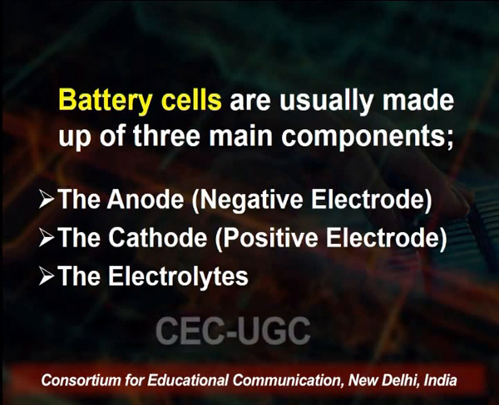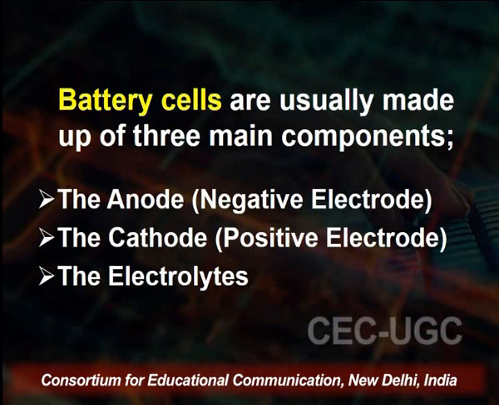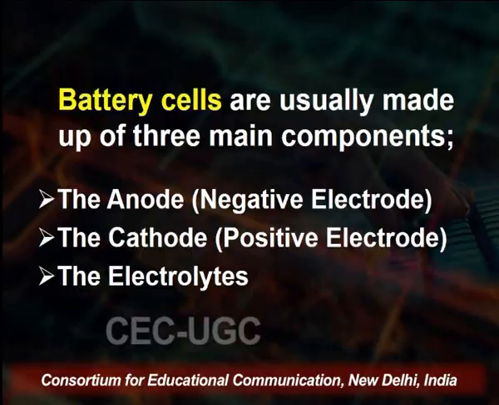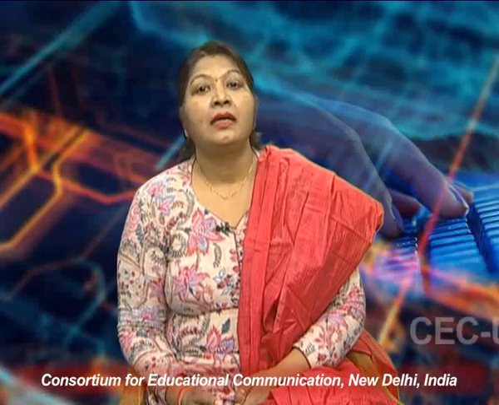One is the anode, that is the negative electrode. Second is the cathode, that is the positive electrode. And third is the electrolyte. So these three main components are used in the construction of the battery.